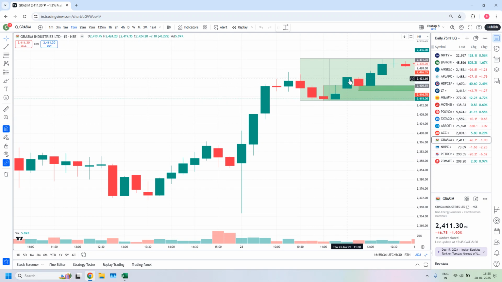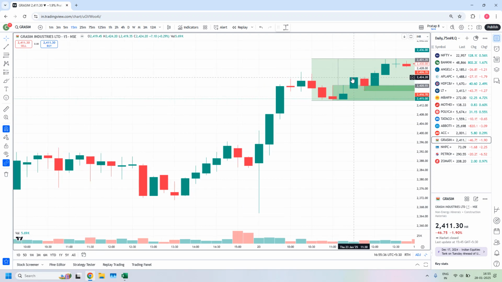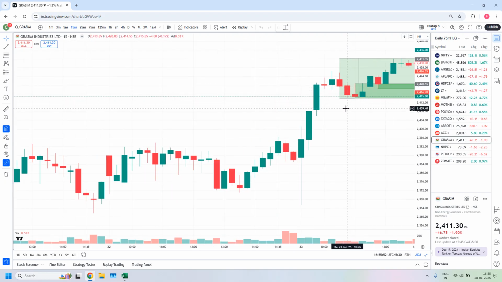You may say, this is a medium size candle, how can I use it as the leg out? But add the hidden body. The moment you add the hidden body, you get double the size for this. That much gap is there, that much hidden body is there. Now you will be convinced it is a rally candle, a big candle.